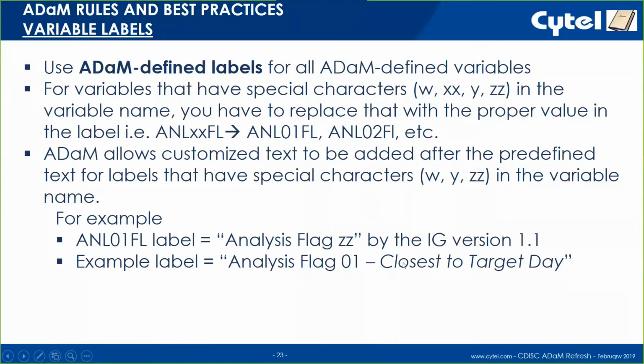With version 1.1, specifically for analysis flag, you can add additional text. You can see here, to make the label more meaningful, because what is analysis flag 01? It doesn't say anything. You need to probably open the Define-XML, open the reviewer's guide to see what is flagged in this variable. But you have now the option to add additional text.